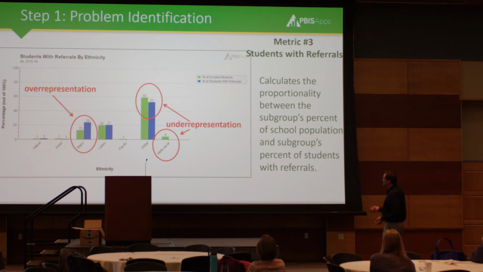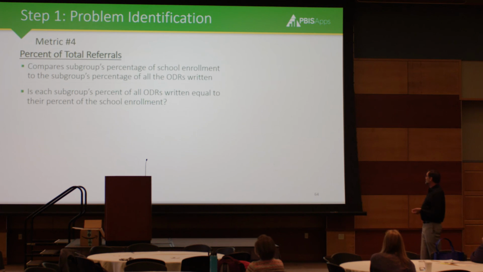At the same time, across the way, we have 60% of the population with only 53% of the students with referrals and 4% with none. So we start to see these disparate conditions, these different conditions for different groups of students.